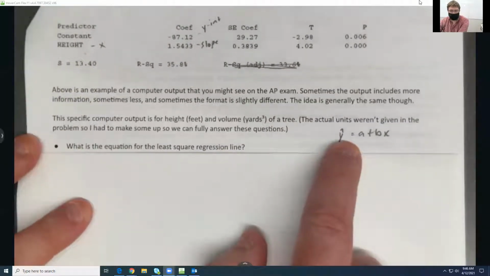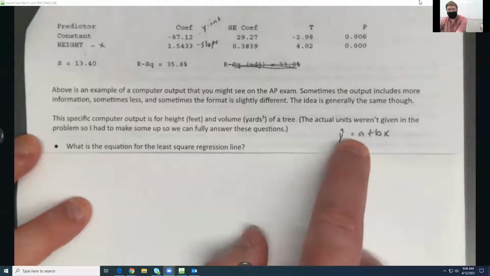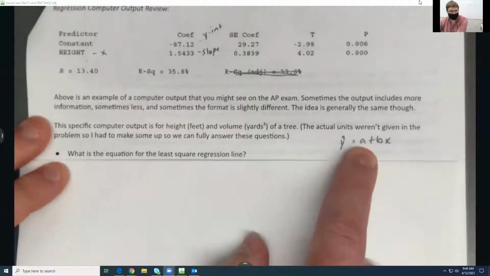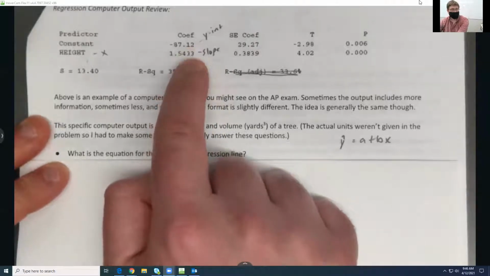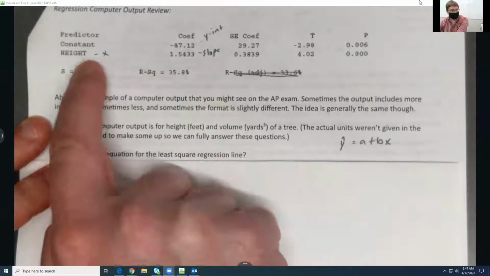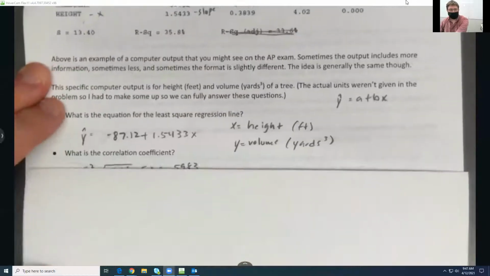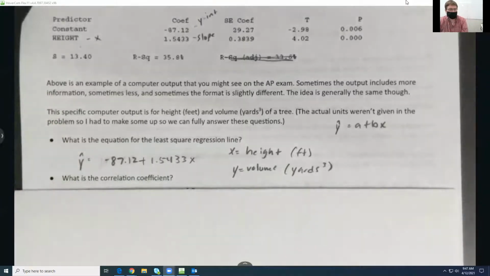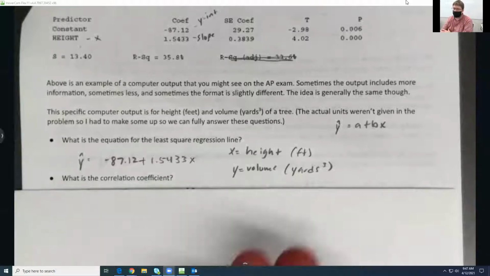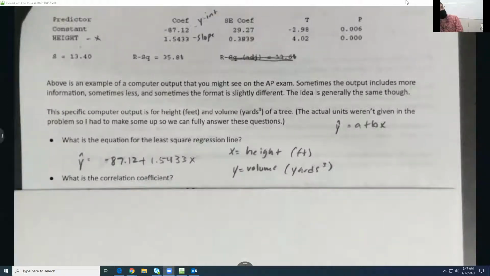So here's the formula. Y hat, remember, this is a predicted Y, equals A plus BX. So I need to know what A and B are. So A is always my Y intercept. And B is going to be the slope. And then X is this variable right here. So for my first part of the equation, there's my answer. So Y hat equals 87.12 plus 1.5433X. Please don't forget to define your variables. Let us know that X stands for the height in feet and Y equals the volume in yards cubed.